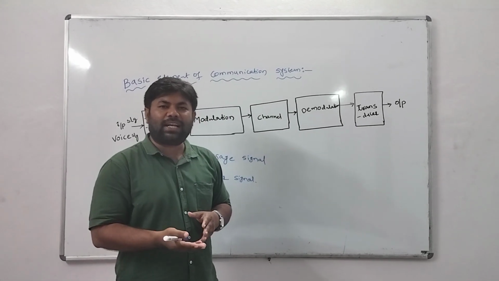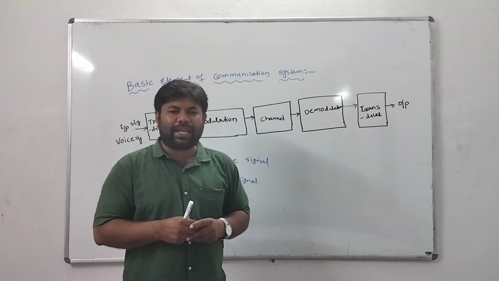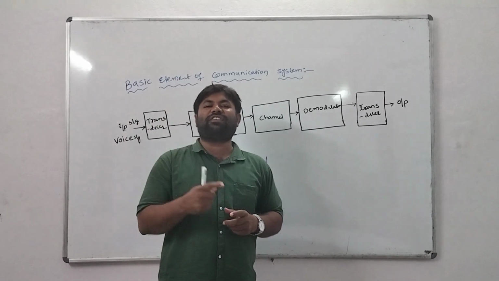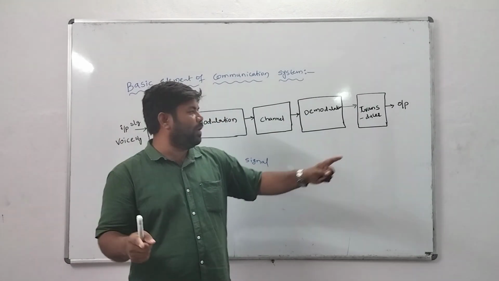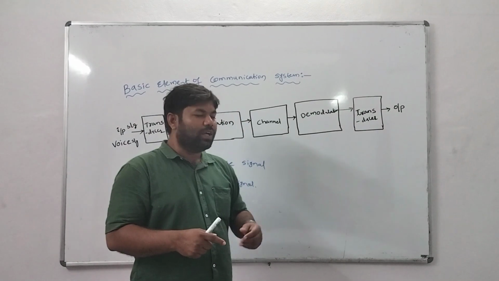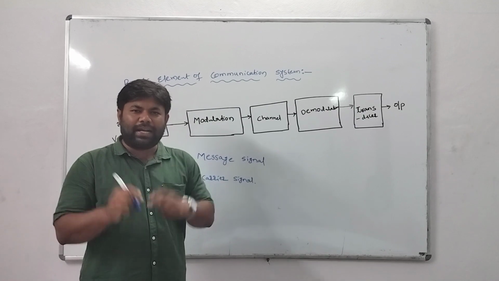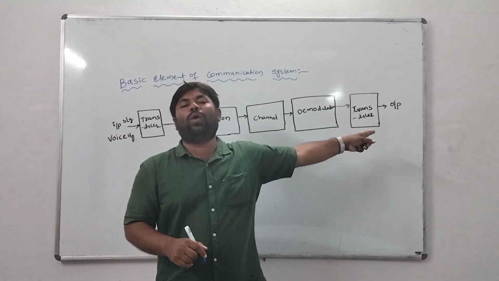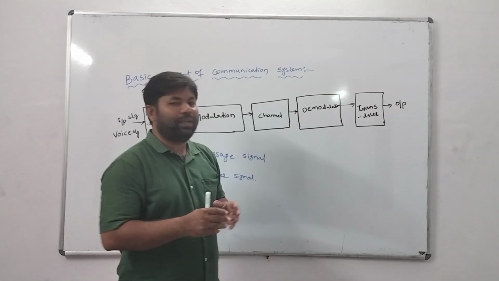That electrical signal is again given to the input of the transducer. The transducer converts the electrical form back into the non-electrical form, so a non-electrical output comes out. For example, if you give the voice signal "hello" as input, that "hello" will be obtained at the output side. So this is the basic element of the communication system.